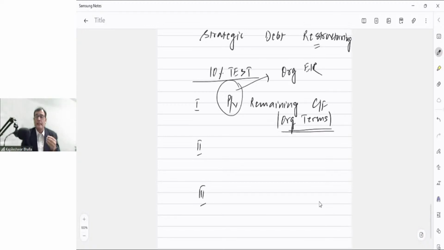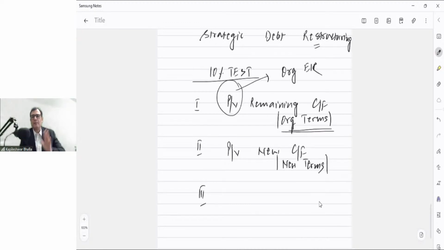So what I'll do, I will say, okay, on the date of renegotiations, let me see what the remaining cash flows are. The remaining cash flows based on original terms will be taken and discounted on the basis of the original EIR. Then, in step number 2, we'll calculate the present value of the new cash flows. If you've renegotiated with the bank, we would have the new terms with us.